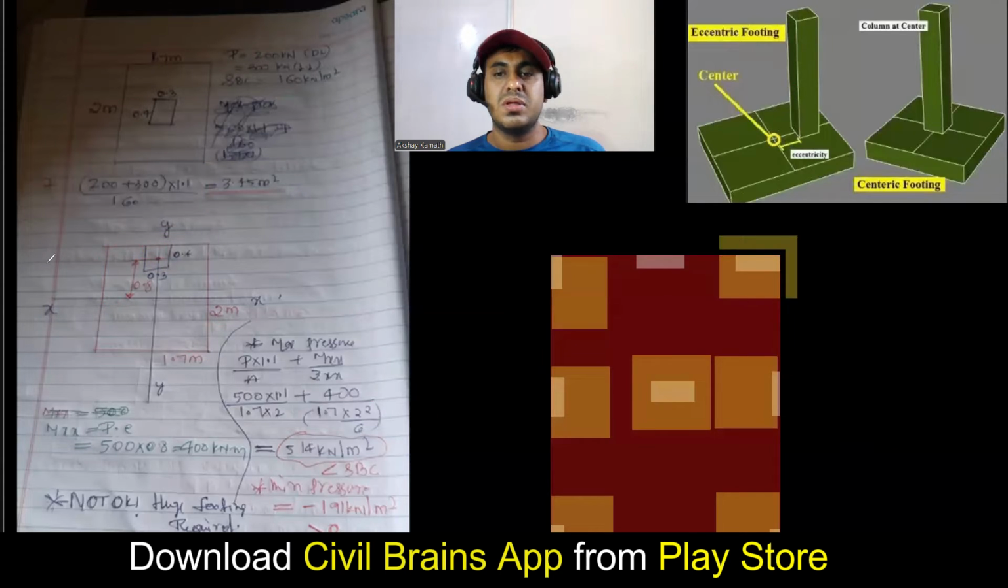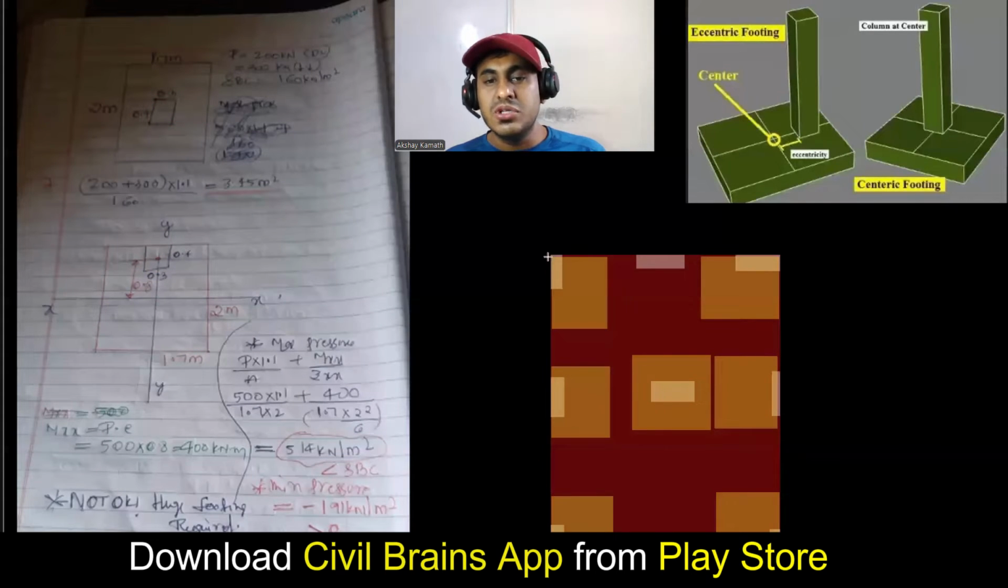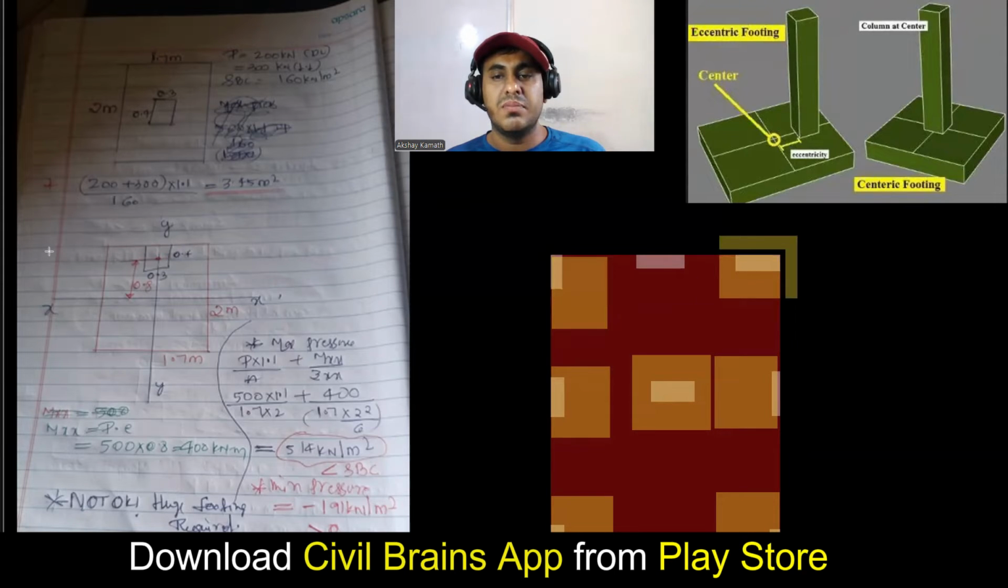So basically what I'm trying to tell is, previously we had taken this footing, right? If you just increase the size, if you give the same footing here, it will not work out, right? I'll put it in a better way.